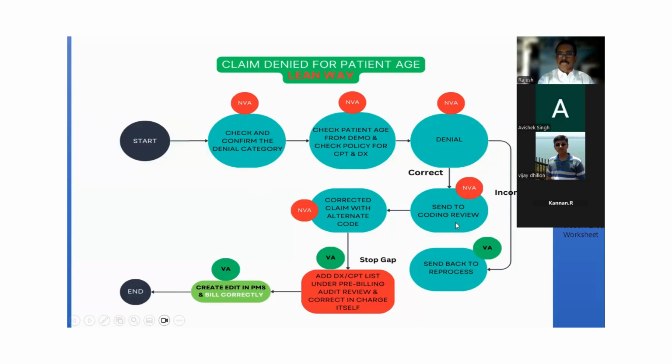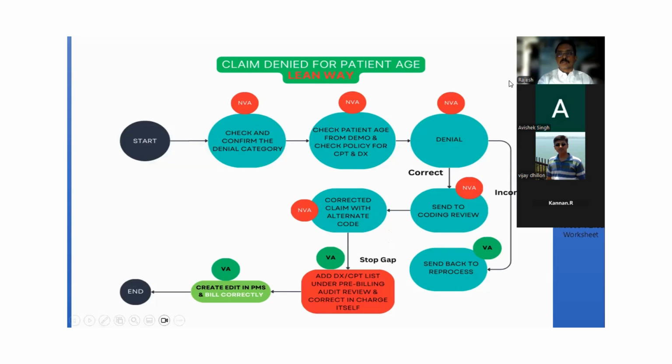And for example, when I'm sending this to a coding review, there are two problems in this particular claim. Whenever you have infant services, pediatric services, usually a newborn baby is billed with the mother's ID number, because the baby will not be enrolled or added as a dependent yet. We have a 30 day time frame where I can bill under the mother's ID number. When the mother's ID number is getting billed, there is a billing logic that needs to be checked. You have to find the billing logic and correct it here. Otherwise, this patient age denial will come.